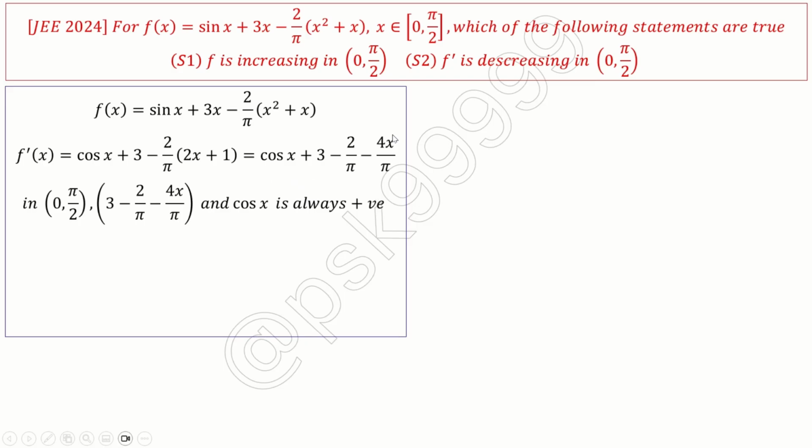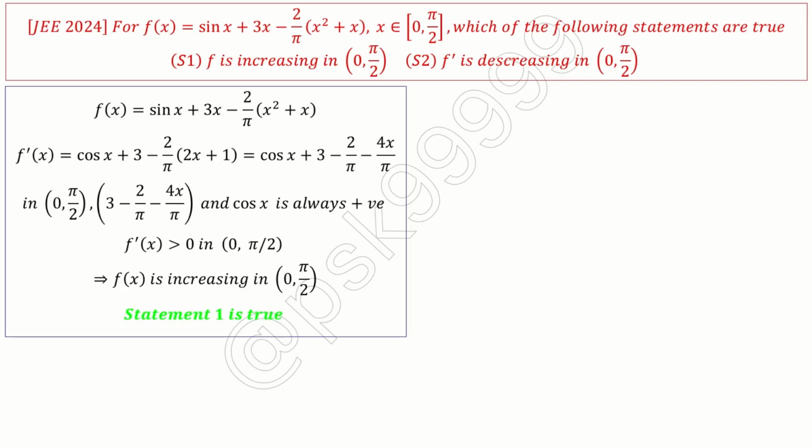If this is positive in 0 to pi by 2, that means the function f of x is also an increasing function in 0 to pi by 2. So statement 1 is true.